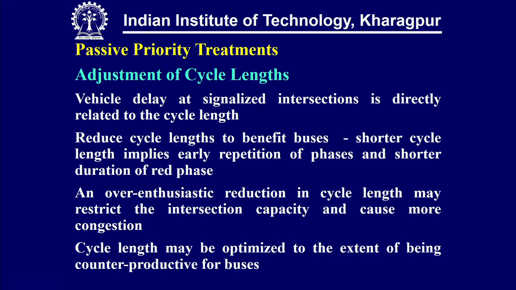We say we want to give priority, but you have to consider the overall traffic scenario. You cannot neglect the other approaches or the other vehicles. So, overall traffic benefit is also very important. Cycle length may be optimized to the extent of being counterproductive for buses.